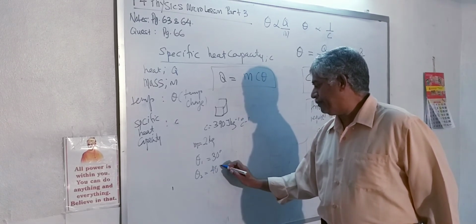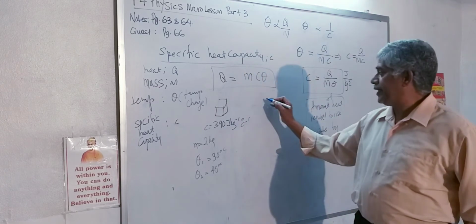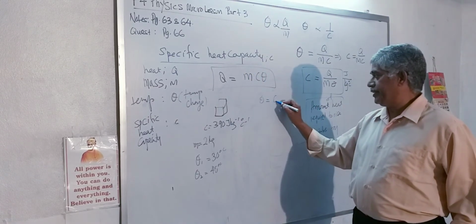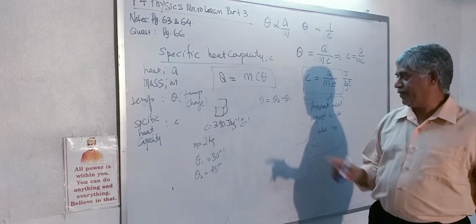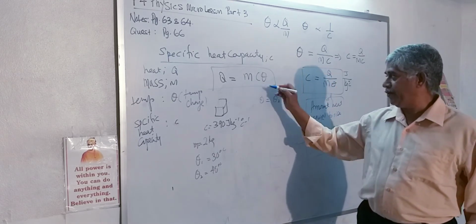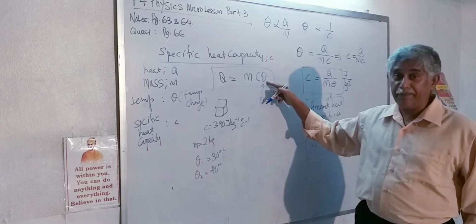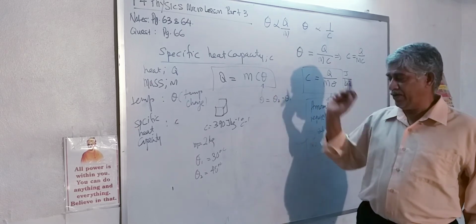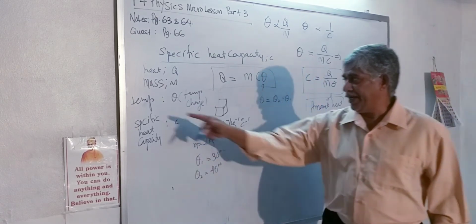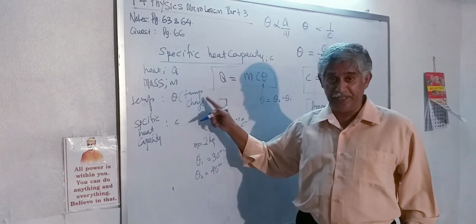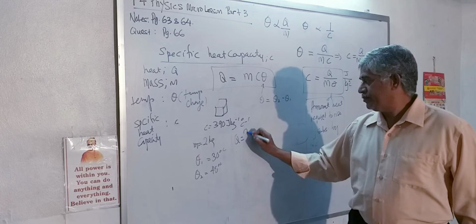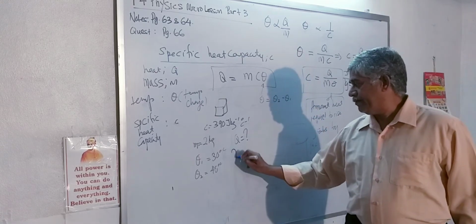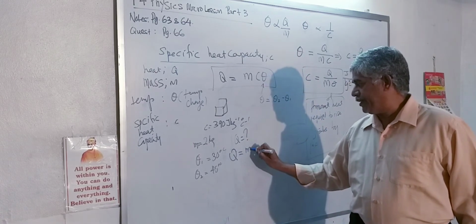So remember, the theta here is the temperature change. That means final temperature minus initial temperature. So in this formula, the theta is the temperature change. Remember that. It's not just a temperature. Here I put temperature, then I say temperature change. So how much heat do you need? Simply you write Q is equal to mc theta.